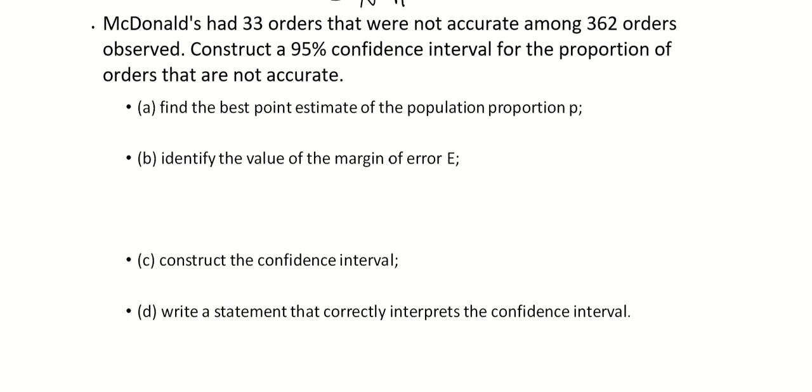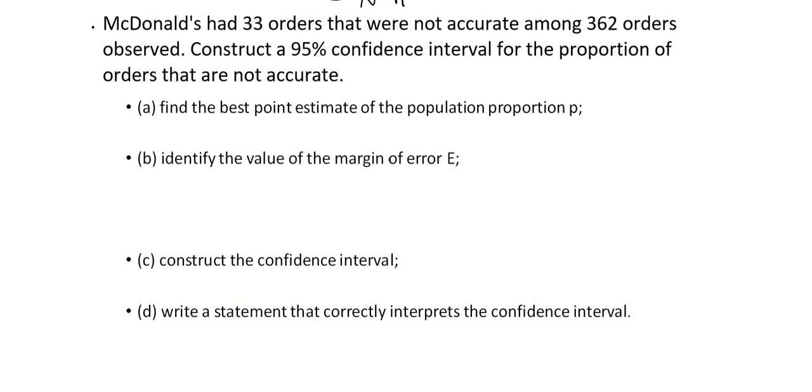Let's look at one example. McDonald's had 33 orders that were not accurate among 362 orders observed. Construct a 95% confidence interval for the proportion of orders that are not accurate. A. Find the best point estimate of the population proportion P.